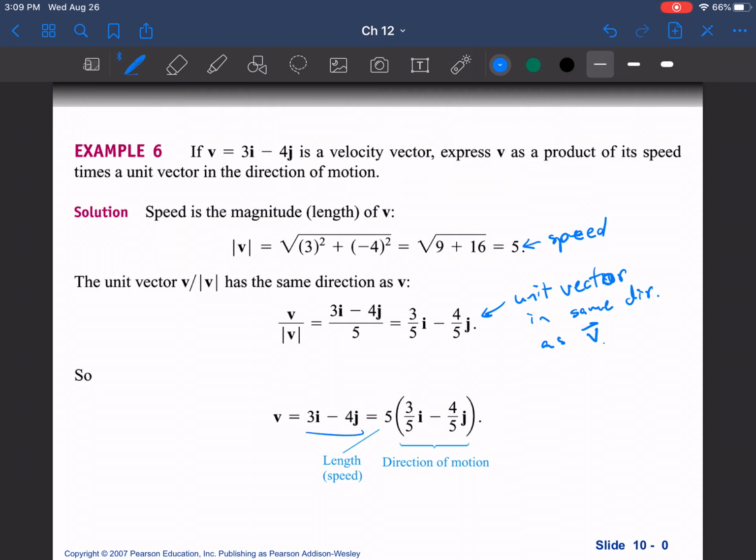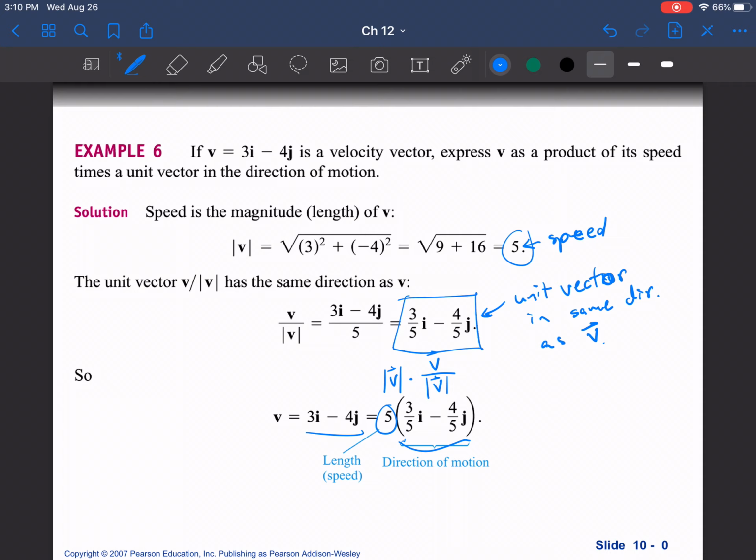So this is the original vector. This one is the version where we now multiply its length, which is the magnitude of v, times the vector, 3i minus 4j, divided by the magnitude, like that. So the length times the vector divided by the length, and that's the form that we have it right there. So there's our speed, which we got up here, and there's our unit vector, which we got right here.